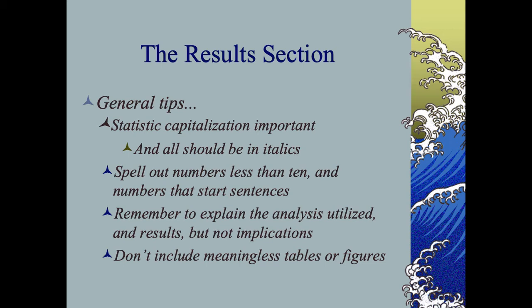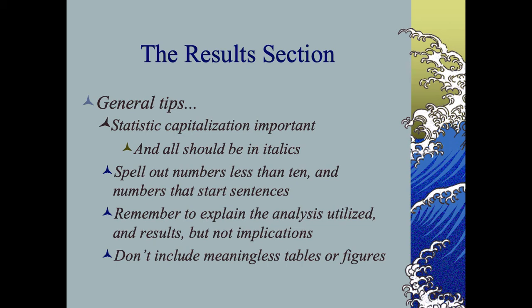Some other general tips. Remember, statistic capitalization is important. So small t's are different than big T's. Same with a lot of the other letters like big R's and little r's. They mean different things. But any statistics like that should be in italics. Not the numbers, just the letters associated with them, right? Some other things, APA style: you spell out numbers less than 10. That's APA style, but it's related to the results section, of course. And of course, remember to explain the analyses utilized, right?